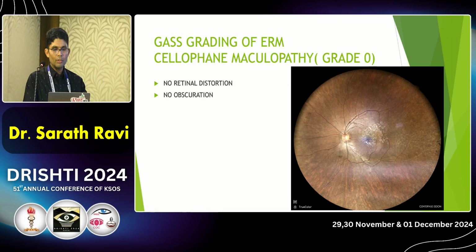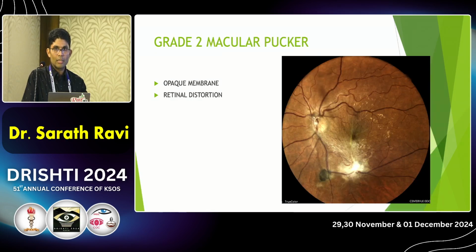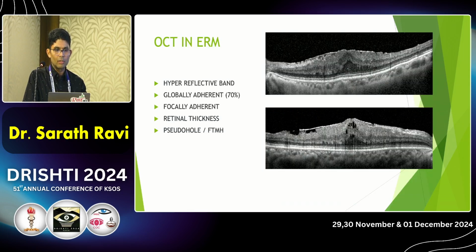This is a very early epiretinal membrane with a mild sheen or an irregular reflex without a distinct edge, and usually there is no obscuration of the underlying blood vessels, and there is no retinal distortion. Whereas in a crinkled cellophane maculopathy, you have a wrinkling of the inner retina, and the retinal vessels appear tortuous, and seem to be pulled towards an epicenter. Whereas macular puckers are opaque membranes, and these definitely require intervention. These opaque membranes can cause prominent retinal distortion resulting in foveal ectopia, and the underlying retinal vessels are not visible.